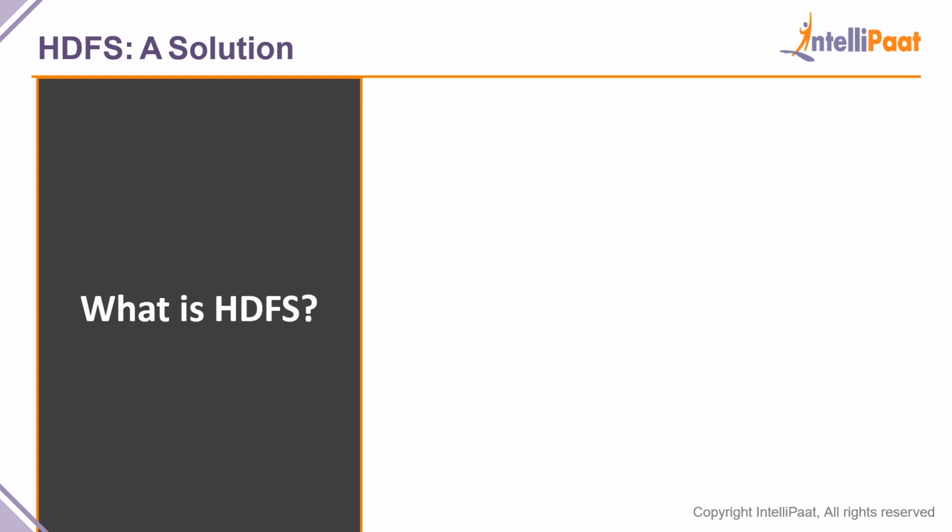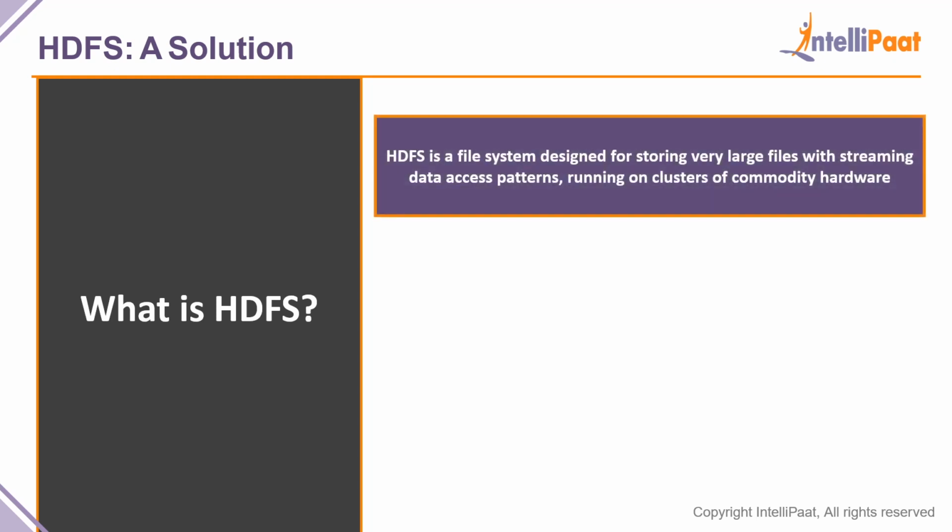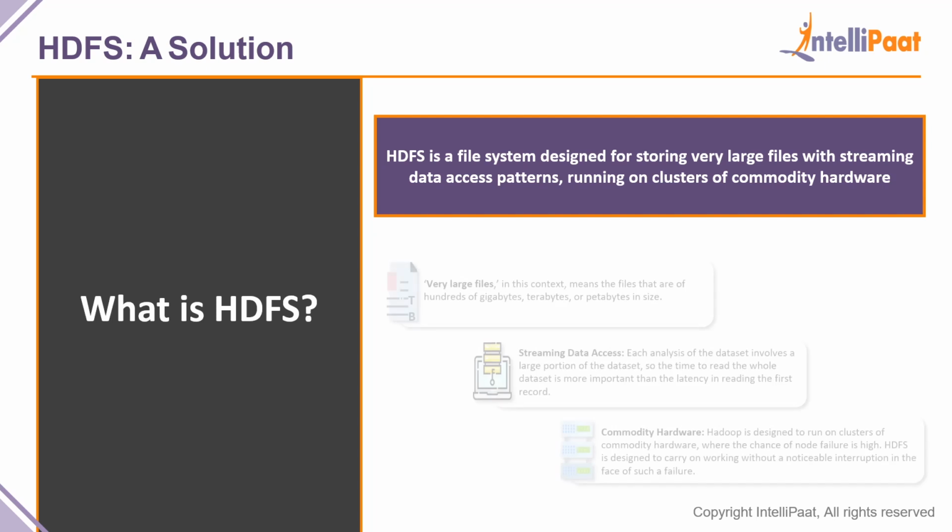HDFS is an abbreviation for the Hadoop Distributed File System, which means HDFS is a file system designed for storing very large files with streaming data access patterns running on clusters of commodity hardware. So very tricky words that were just used. We'll go through this point by point.